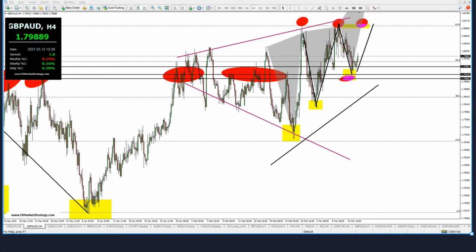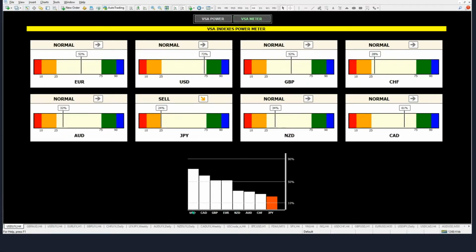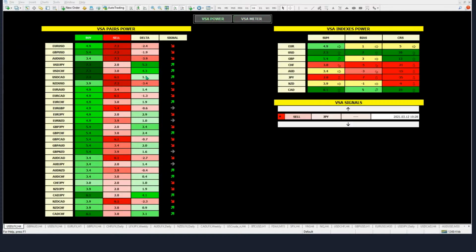Okay, so how does the VSA market scanner work? Basically, you'll come here to check what's going on in the market. You have the dollar and CHF and JPY, and you have the Australian, New Zealand, Canadian. The left side here is going to give you what's going on in the market. It's going to give you all the buys and sells.